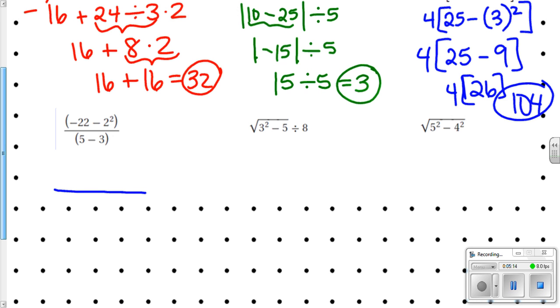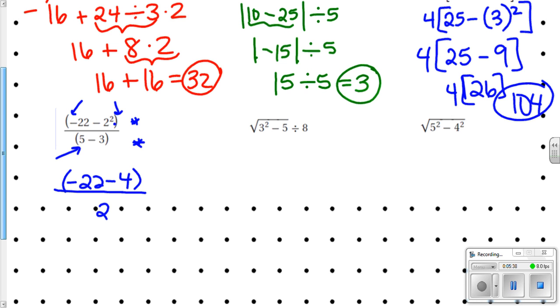Okay, so this fraction problem, I'm going to go ahead and draw that bar there because I want to do that last. The whole fraction piece of it, I want to simplify the top, simplify the bottom, and then I'll kind of deal with the fraction. So on the top, I have negative 2 minus 2 squared. Well, again, within these two parentheses, I still need to follow PEMDAS, which means I would do the exponent first. So I've got negative 2 minus 4. Okay? On the bottom, I can go ahead and just do the bottom on its own. 5 minus 3 is 2.